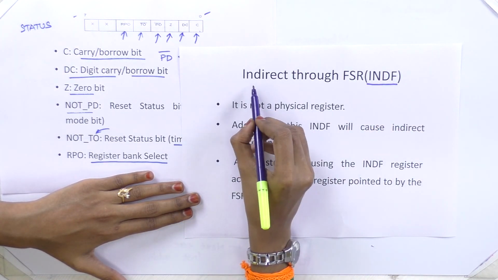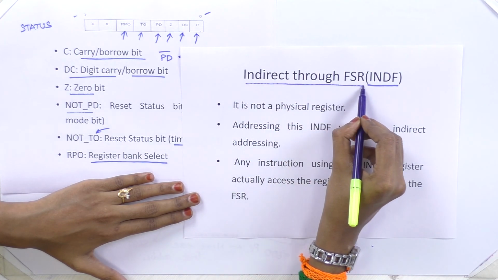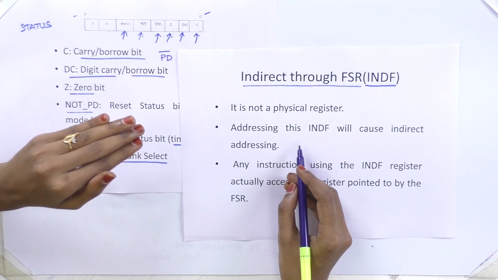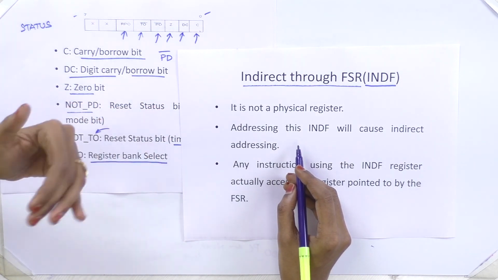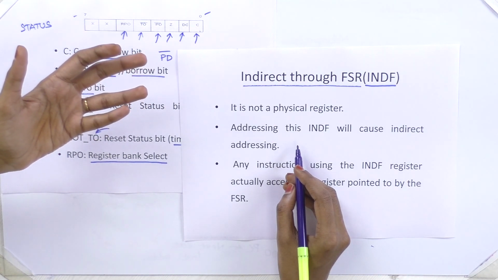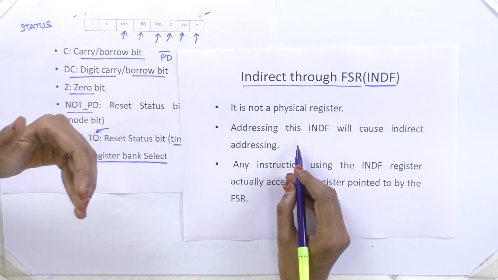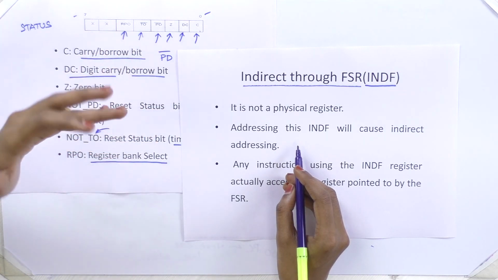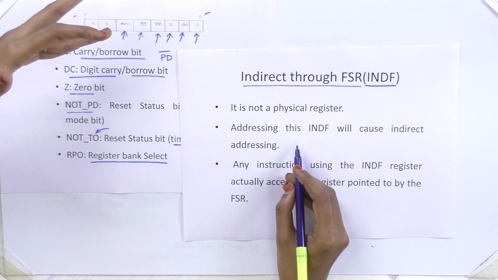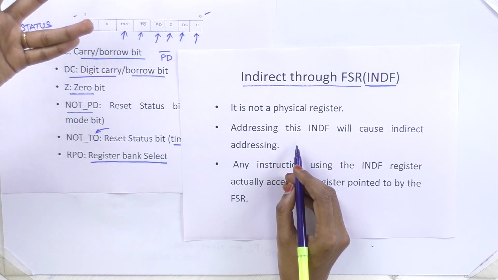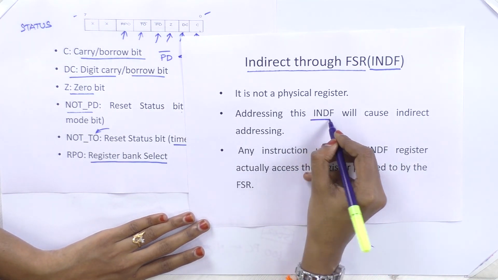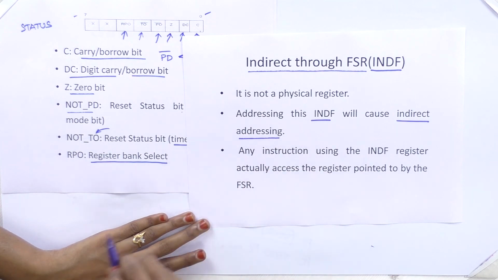Fine. And the next register is INDF. INDF is nothing but indirect through FSR. This INDF register is not a physical register, so the programmer cannot access this register. That's the meaning of it. Okay, fine. This register you can use to represent that you are supposed to look into the FSR register at the time of indirect addressing mode. So the use of INDF will indirectly tell you that you are using indirect addressing mode.